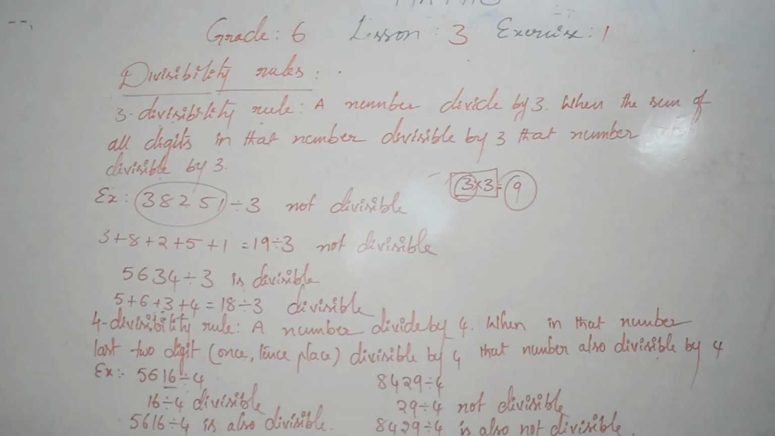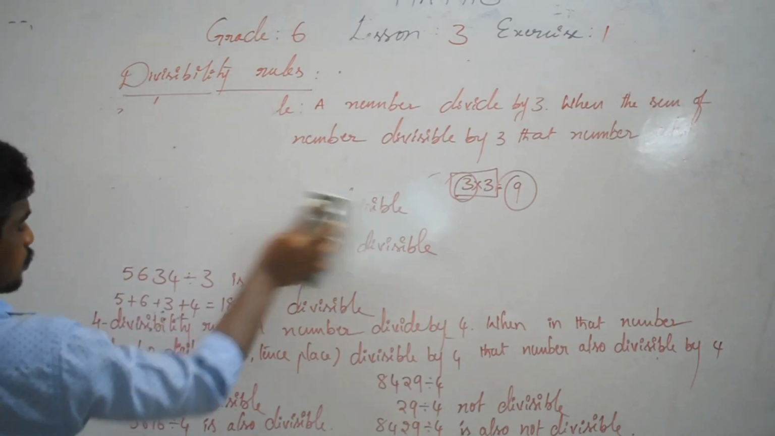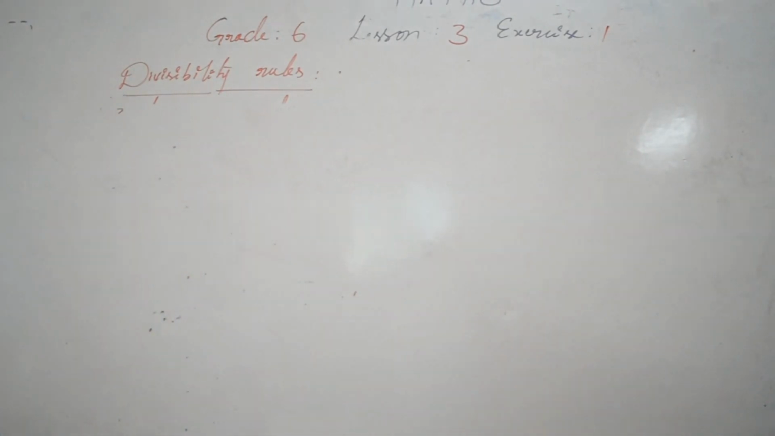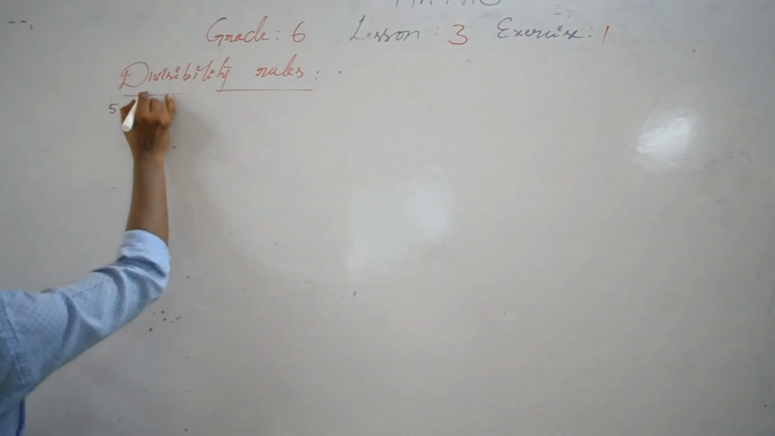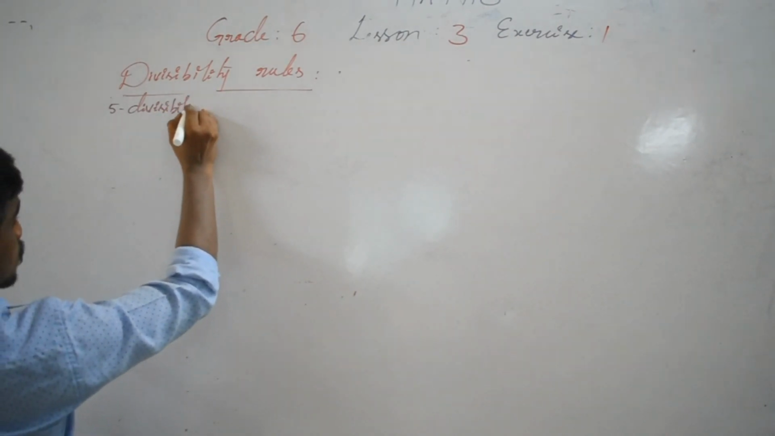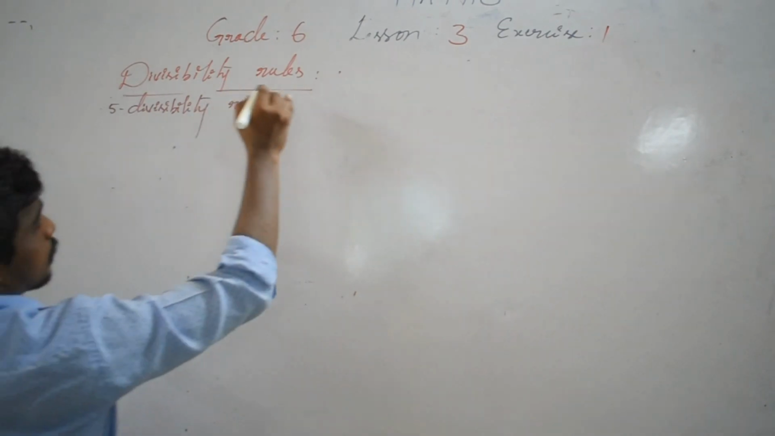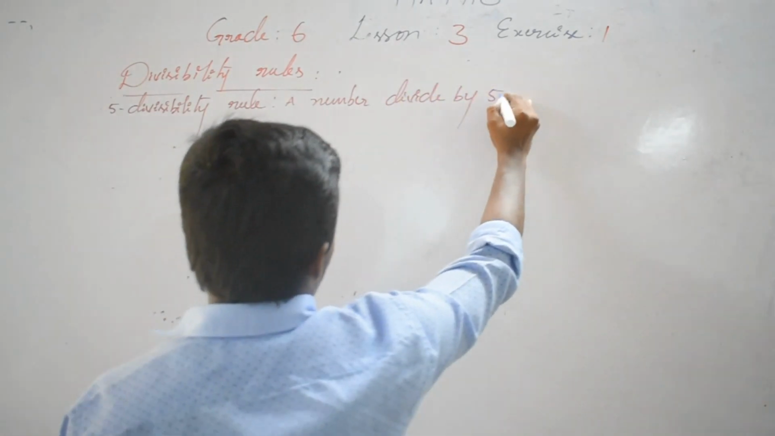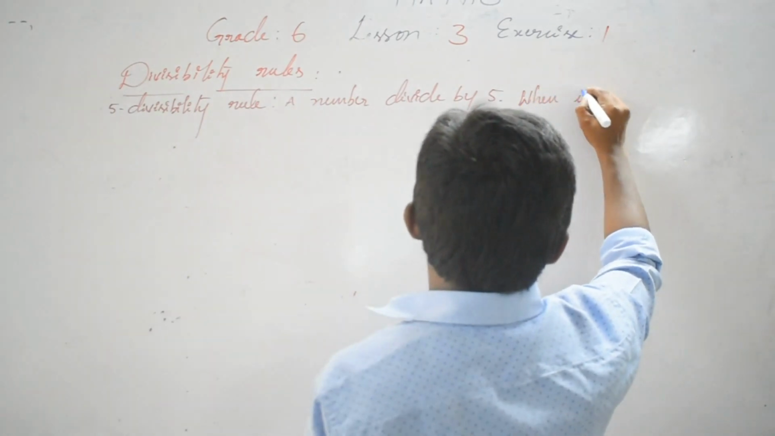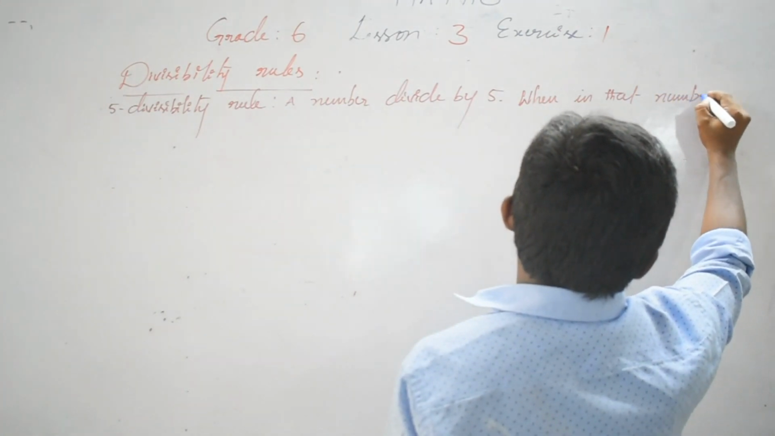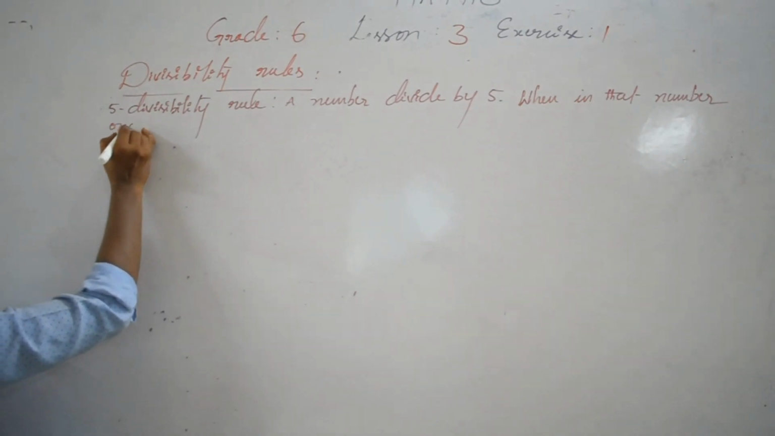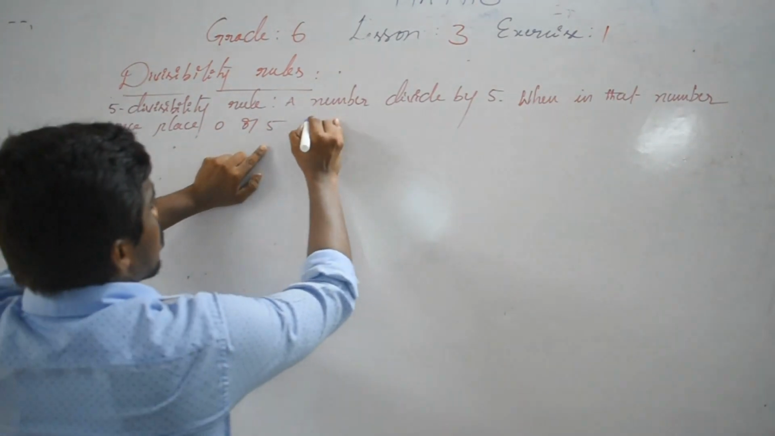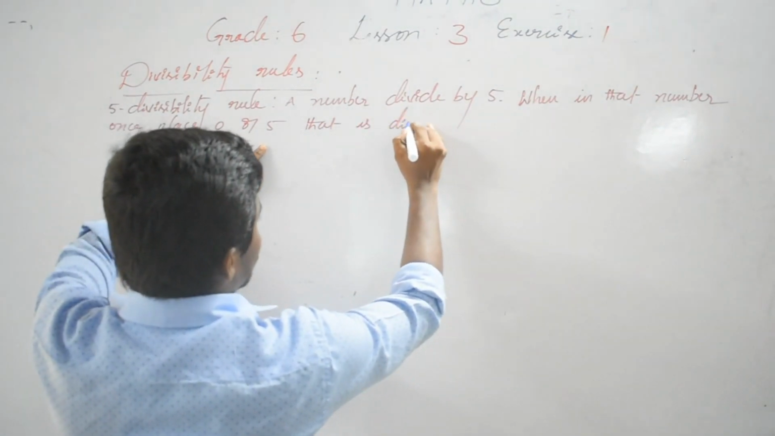Next one, 5 divisibility rule. A number is divided by 5 when in that number the ones place is 0 or 5, that number is divisible by 5.